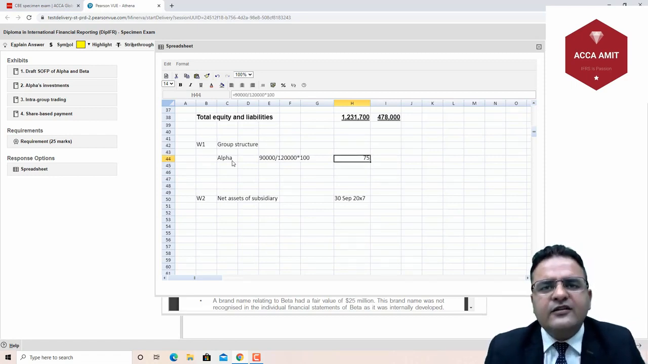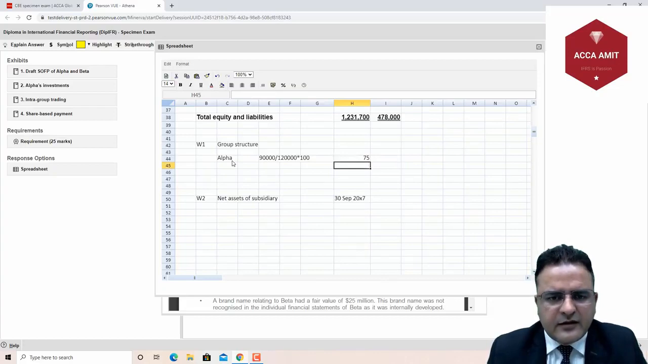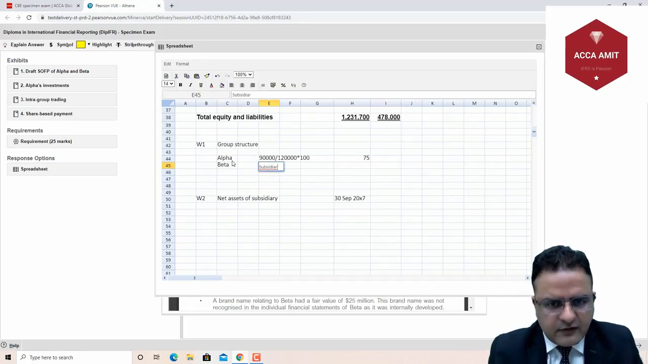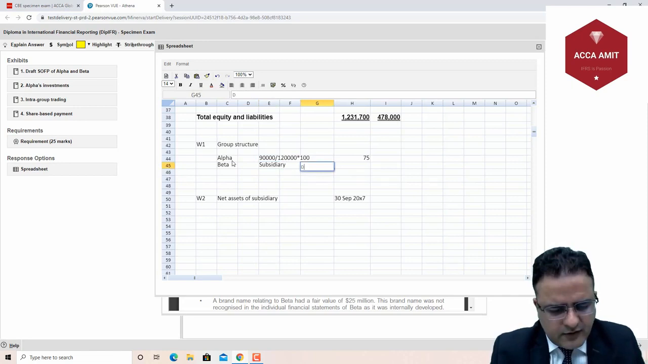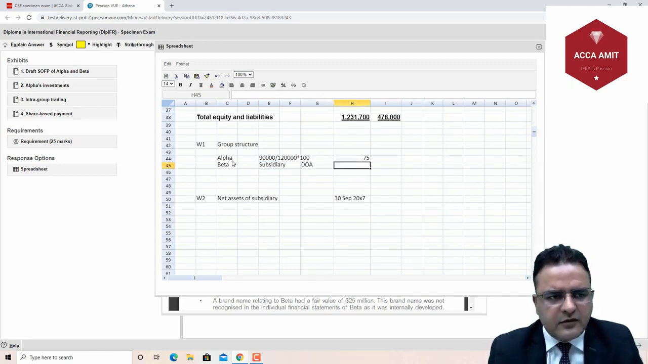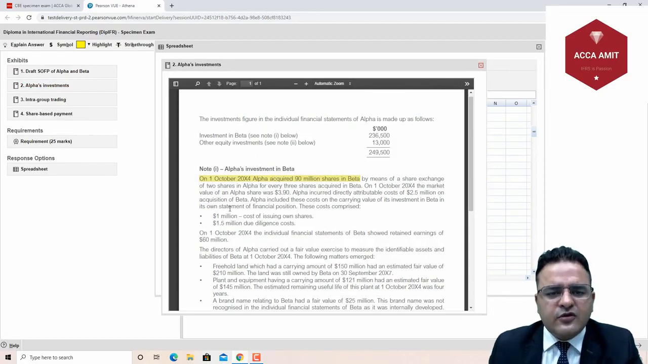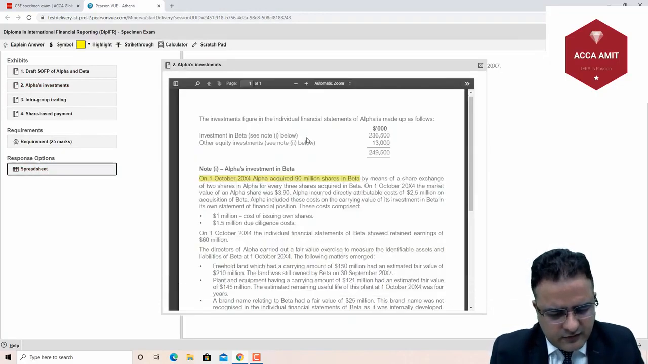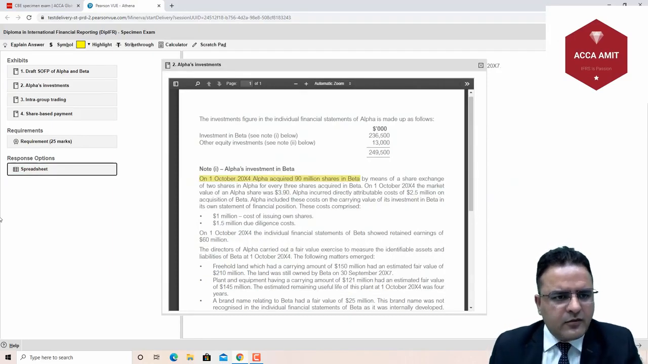75% is Alpha's investment in Beta. Beta is the subsidiary. The date of acquisition of Beta is mentioned here. 1st October 20x4 is the date of acquisition.